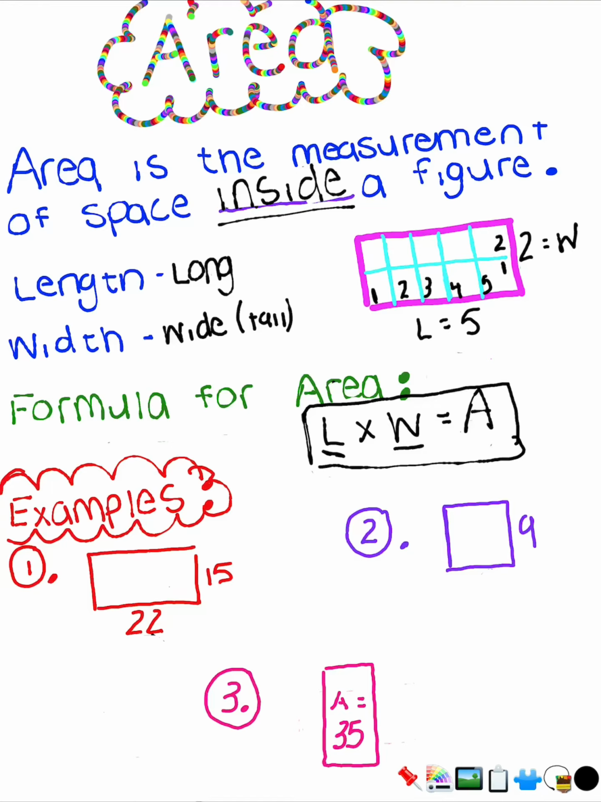So for example, on this rectangle at the top, I have a length of 5 and a width of 2. 5 times 2 equals 10. Now let's look. 1, 2, 3, 4, 5, 6, 7, 8, 9, 10. There were 10 squares inside of that rectangle.